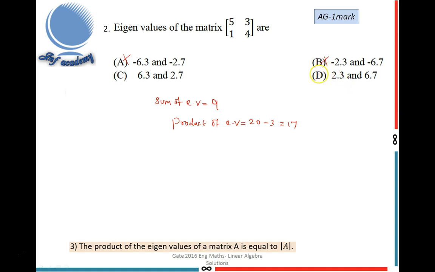So option D is also wrong because the product of the eigenvalues should be 17 only. But here I got 15.41. So option D is wrong. Only option C satisfies these two conditions: sum of eigenvalues equal to 9 and product of eigenvalues equal to 17. So option C is the correct answer. Answer is option C.